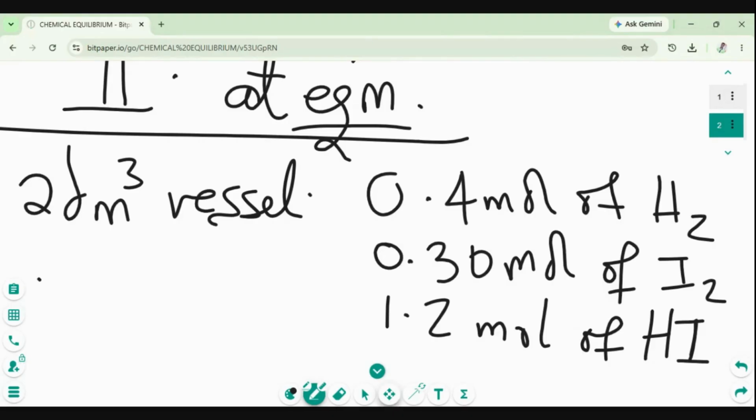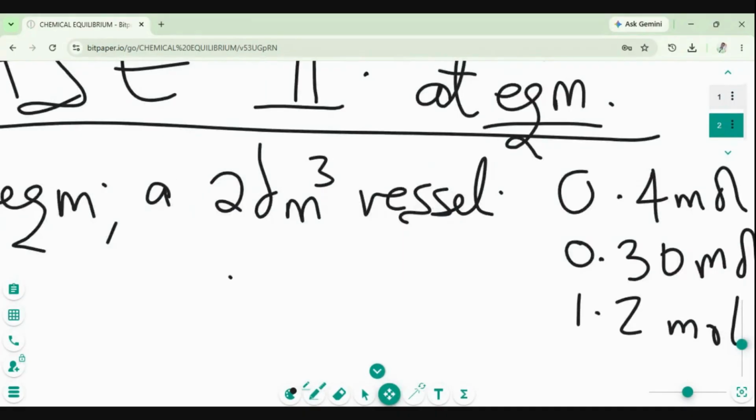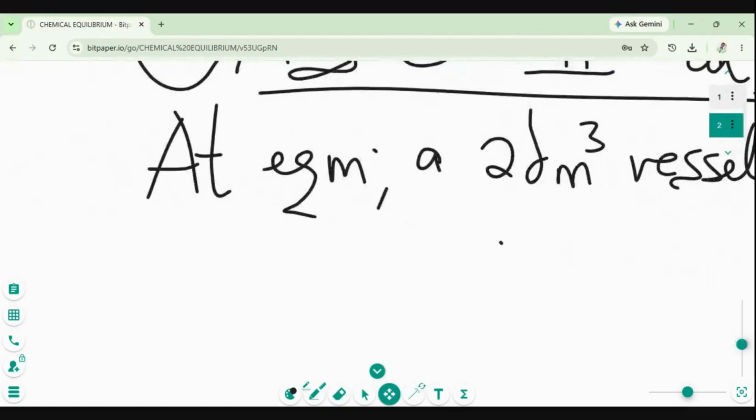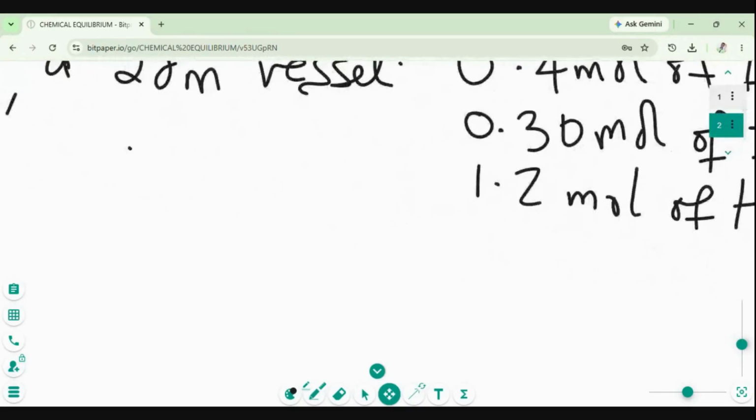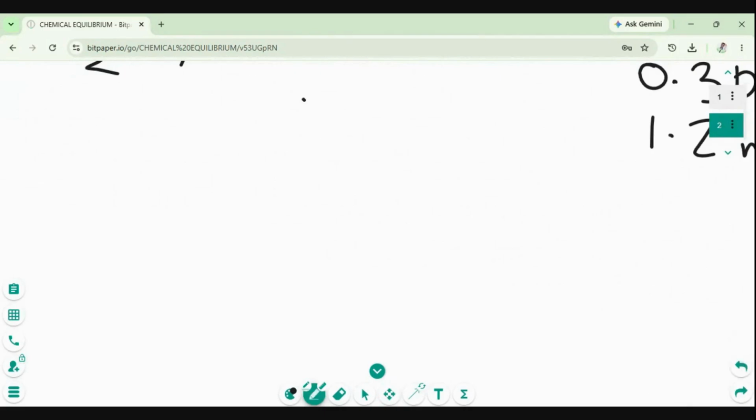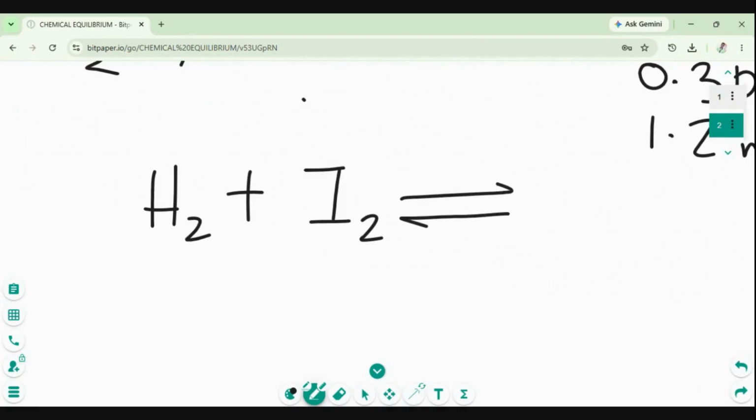What have they given us, members? They've not told us that they reacted. They've not told us they decomposed. They've not told us they dissociated. What they have told us is that these are the moles at equilibrium. So it's like telling you, let me see, what did we have? Hydrogen, iodine, okay? It's like having your hydrogen combining with iodine, you finally get hydrogen iodide.